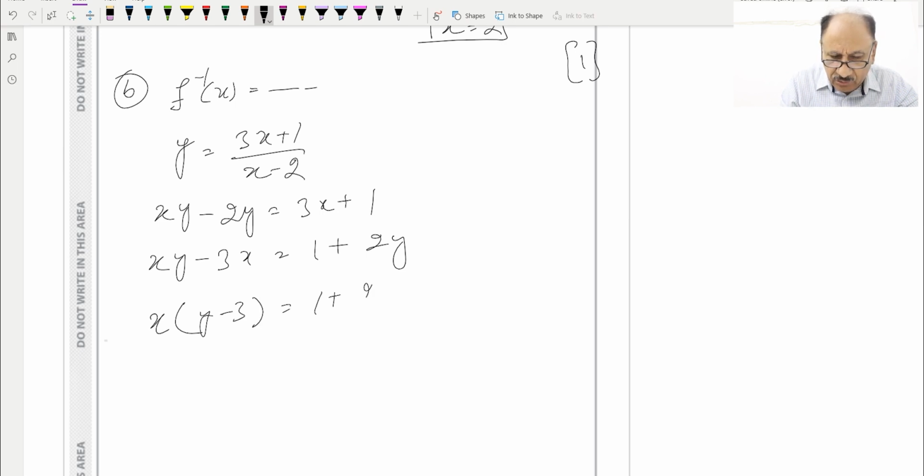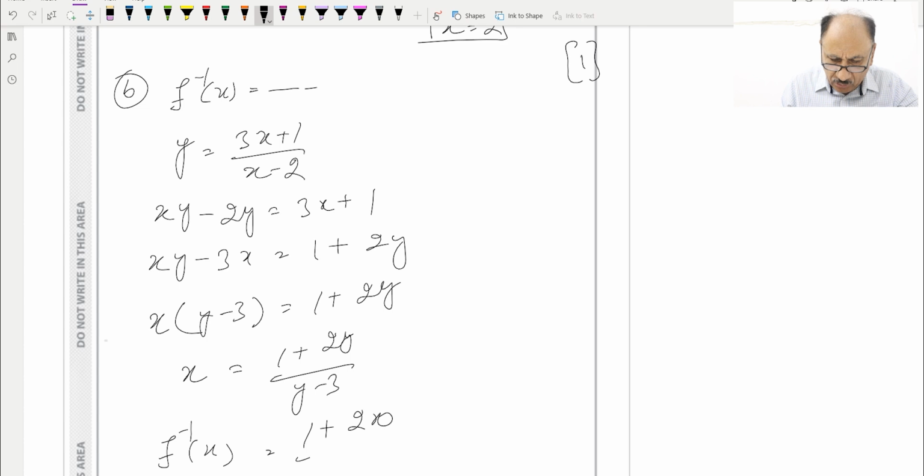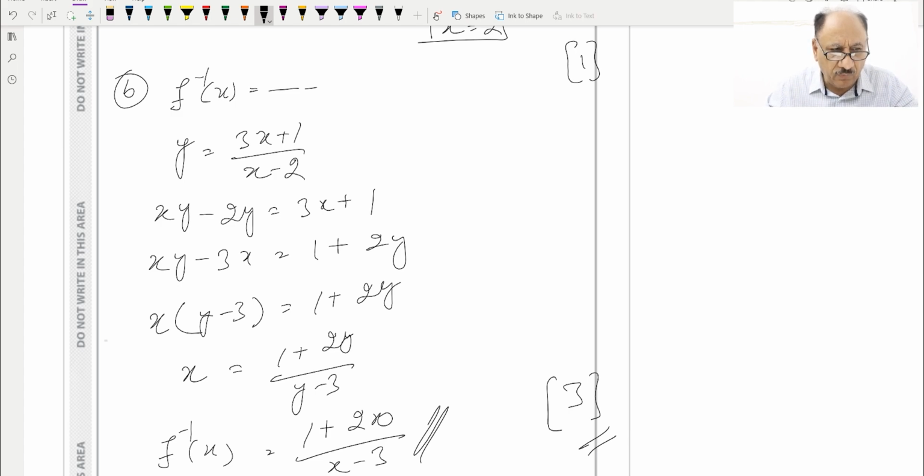Further we can take x common, so x times y minus 3 is equal to 1 plus 2y, and to make x the subject, x is equal to 1 plus 2y over y minus 3. So we can swap x and y, so f inverse of x will be equal to 1 plus 2x over x minus 3, and this will be our final answer for 3 marks. Hopefully you understood this. Question number 15 was a 4 mark question.